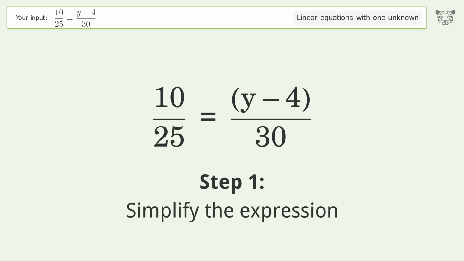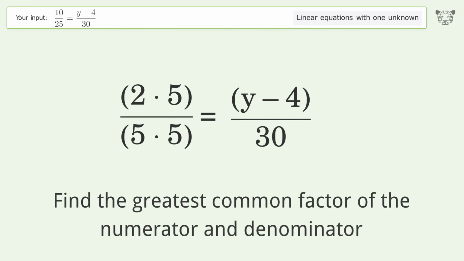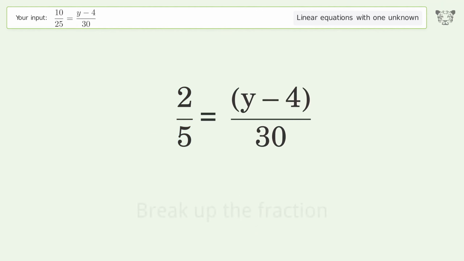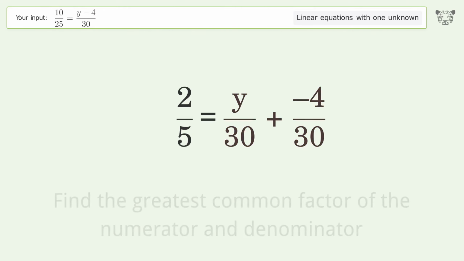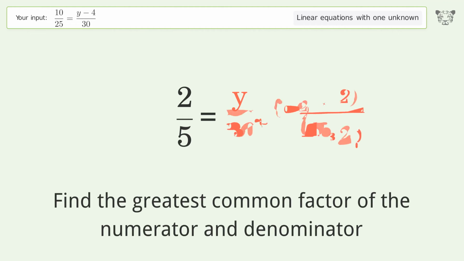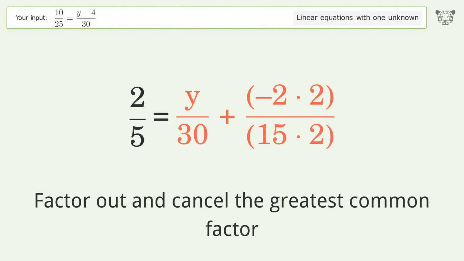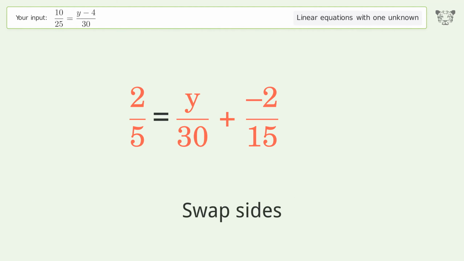Simplify the expression. Find the greatest common factor of the numerator and denominator. Factor out and cancel the greatest common factor. Break up the fraction. Find the greatest common factor of the numerator and denominator. Factor out and cancel the greatest common factor. Swap sides.